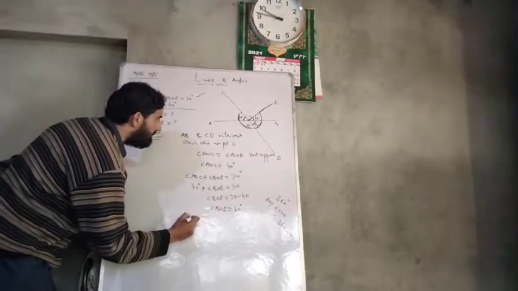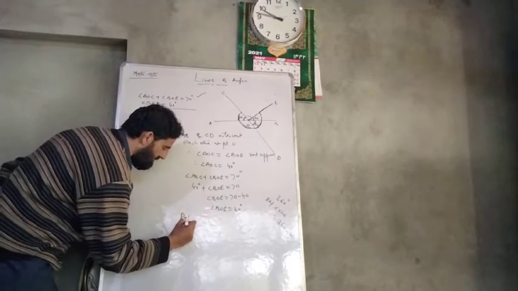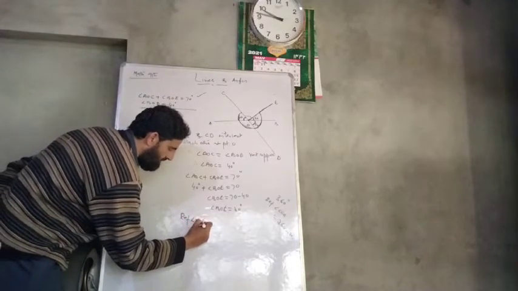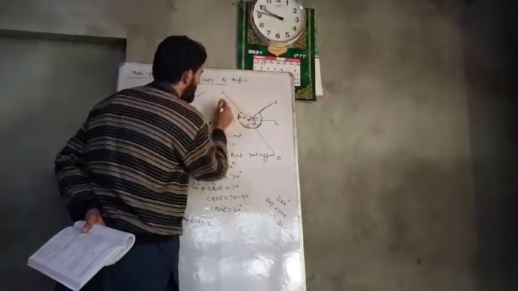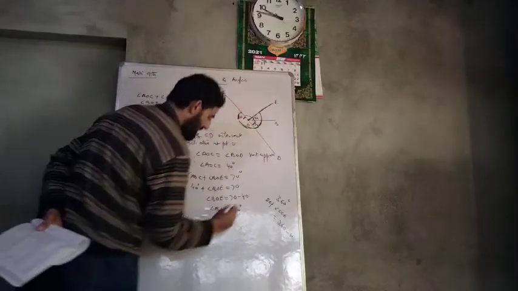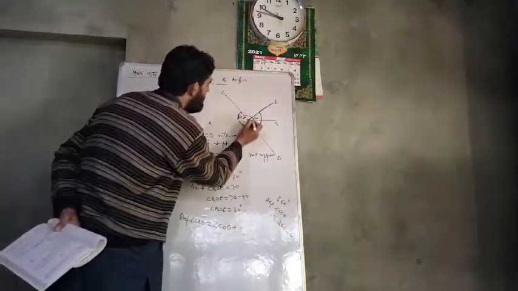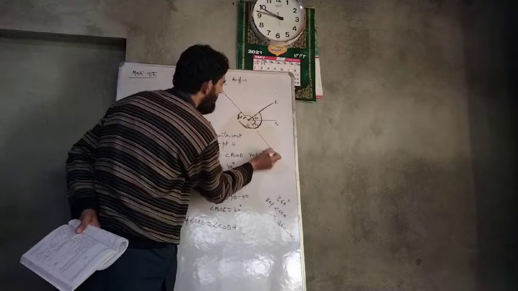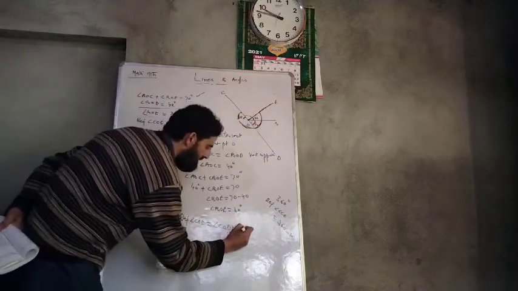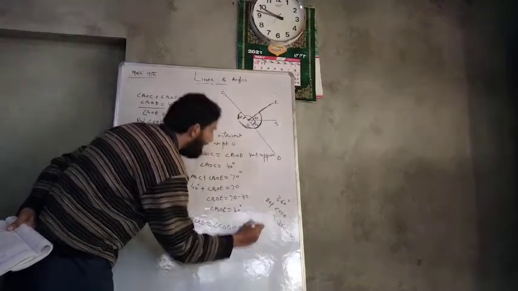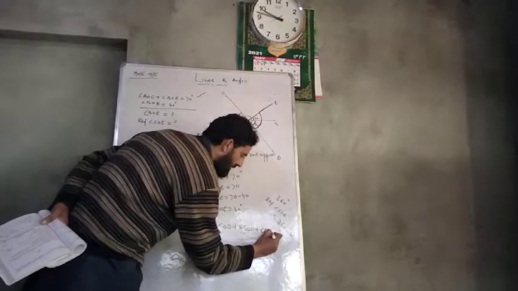So reflex angle COE is equivalent to this whole angle: angle COD plus angle BOD plus angle BOE.